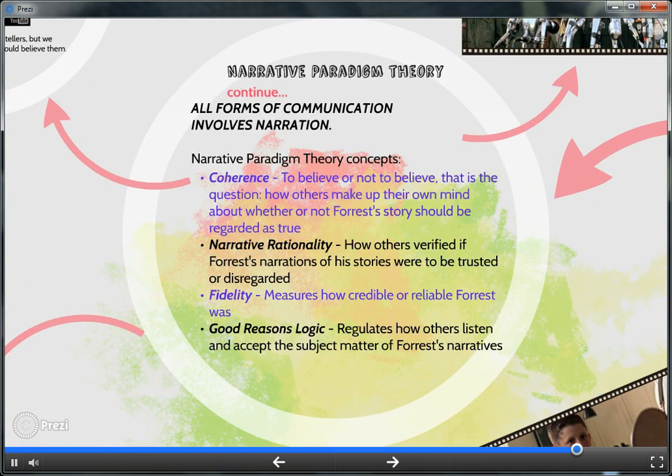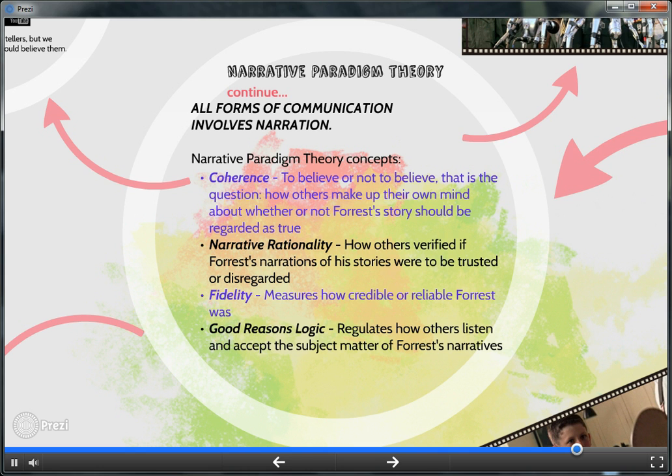Coherence is another key concept that can be found in the film. Although Forrest's stories were hard to believe at first, his actions remained consistent with his character, which added coherence to his stories. Fidelity is another key concept, which measures how credible or reliable Forrest Gump was. Because of Forrest's simplistic nature and his low IQ, some people found it very difficult to believe his stories, so they rejected his credibility.